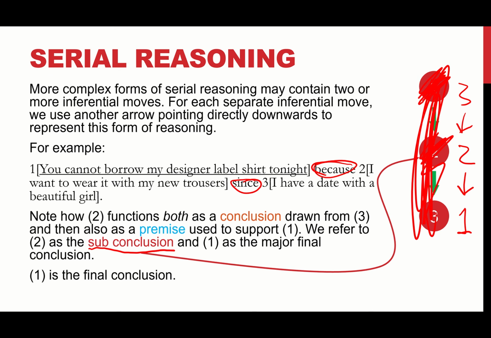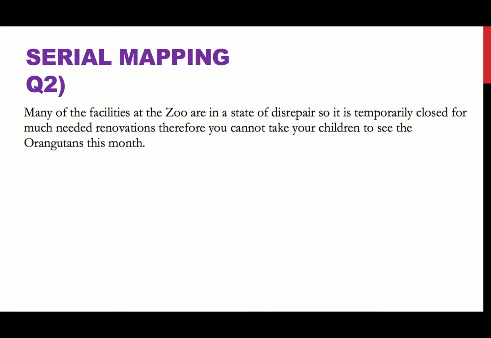But that's serial reasoning in a line like that. Serial arguments basically always go like this: 1 because 2 because 3 because 4 because 5, etc., etc. But you can also do it in reverse. You could say 1, therefore 2, therefore 3, therefore 4, etc., etc. That's serial arguments. All right.